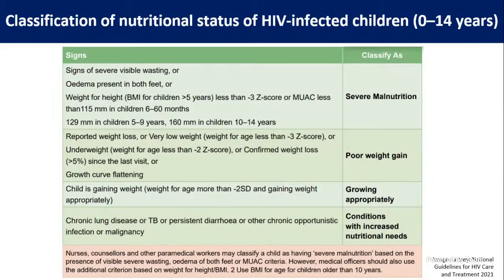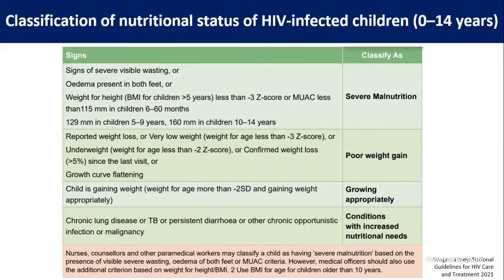So based on our assessment, it's a good idea to classify the nutritional status of the child, how the child is doing. So this of course has some overlap with pediatrics. This is the classification that we teach all our students in pediatrics, and it's the same that will be relevant for assessment of children at our ART centers. So if a child has signs of severe visible wasting, severe visible wasting means that he has loose hanging folds of skin.